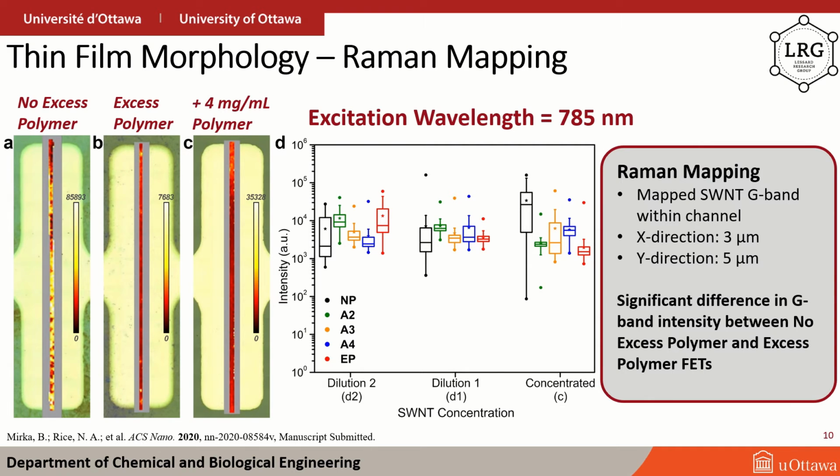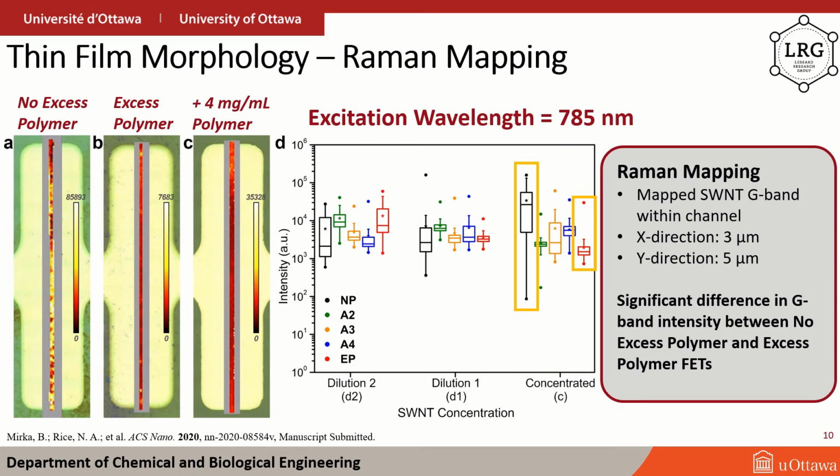Using an excitation wavelength of 785 nanometers, we mapped the carbon nanotube G-band intensity throughout the FET channel. The figure on the left here shows the Raman maps overlaid onto FET channels for no excess polymer, and polymer added. When looking at the data, it is immediately apparent that the variance in intensity for excess polymer is much lower than that of no excess polymer.